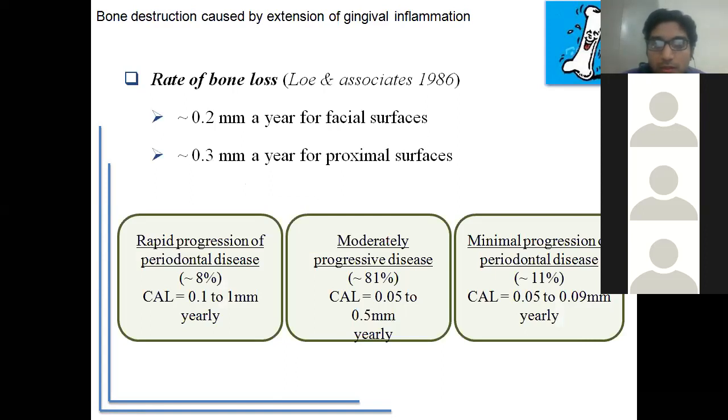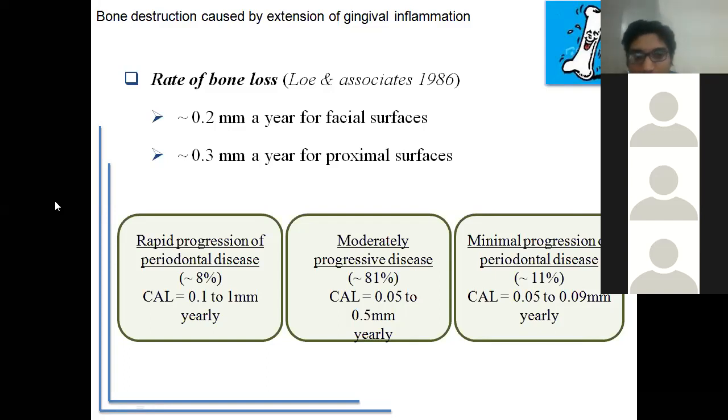Now, what is the rate of bone loss? It was determined in a study conducted in Sri Lankan tea laborers. The conclusion was that it is 0.2 mm a year for facial surface and 0.3 mm a year for proximal surface. Remember this. What is the rate of bone loss? It is 0.2 mm for the facial surface in a year and 0.3 mm in a year for a proximal surface.